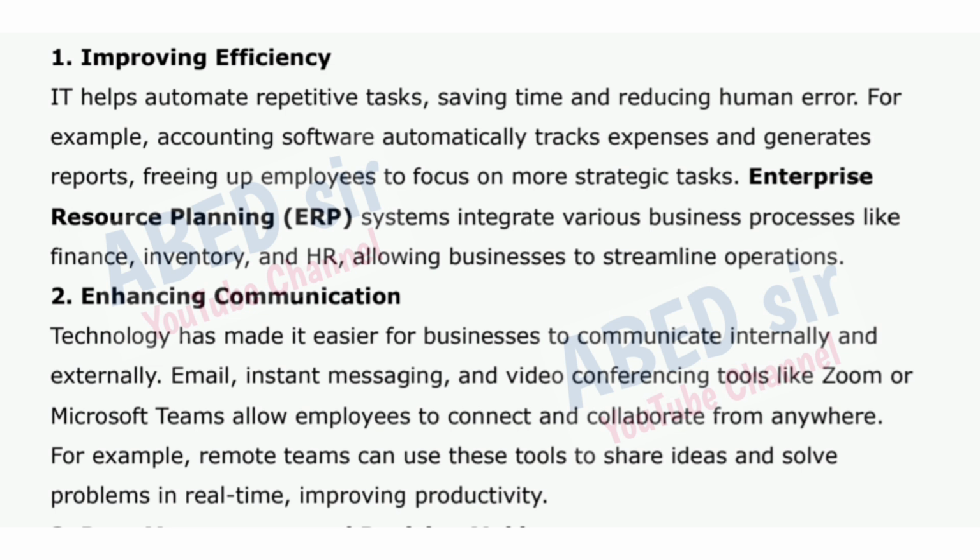1. Improving efficiency. IT helps automate repetitive tasks, saving time and reducing human error. For example, accounting software automatically tracks expenses and generates reports, freeing up employees to focus on more strategic tasks. Enterprise resource planning, ERP, systems integrate various business processes like finance, inventory, and HR, allowing businesses to streamline operations.